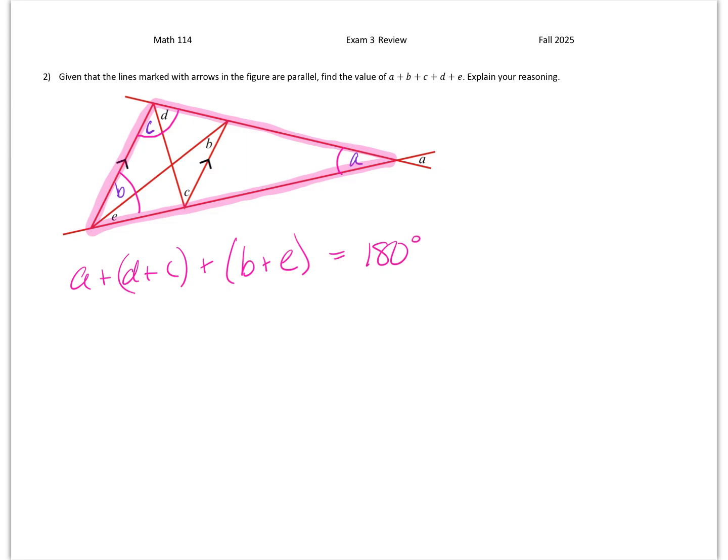And with addition, you can drop the parentheses and rearrange the order. So this says A plus B plus C plus D plus E is 180 degrees.